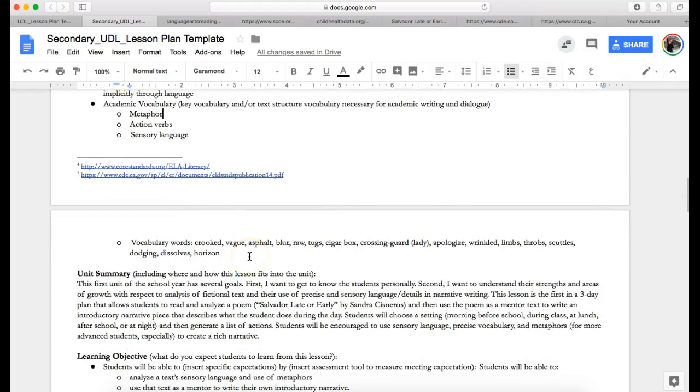And then Lauren actually went through the poem and came up with the words that she thought, you know what, these might be the words that the students aren't as familiar with. And so really analyzing the text before you give it to students is a helpful way to make sure that you're supporting them, and then identifying those vocabulary words.